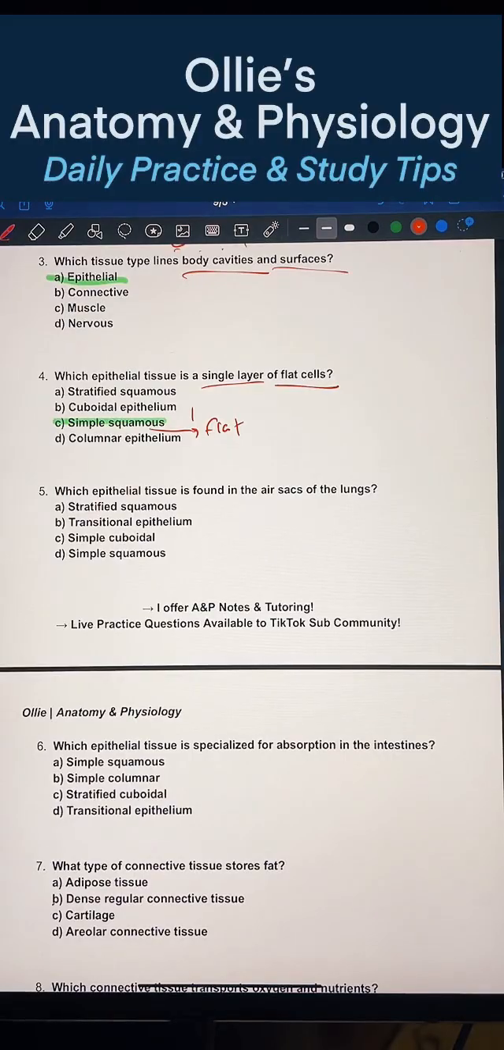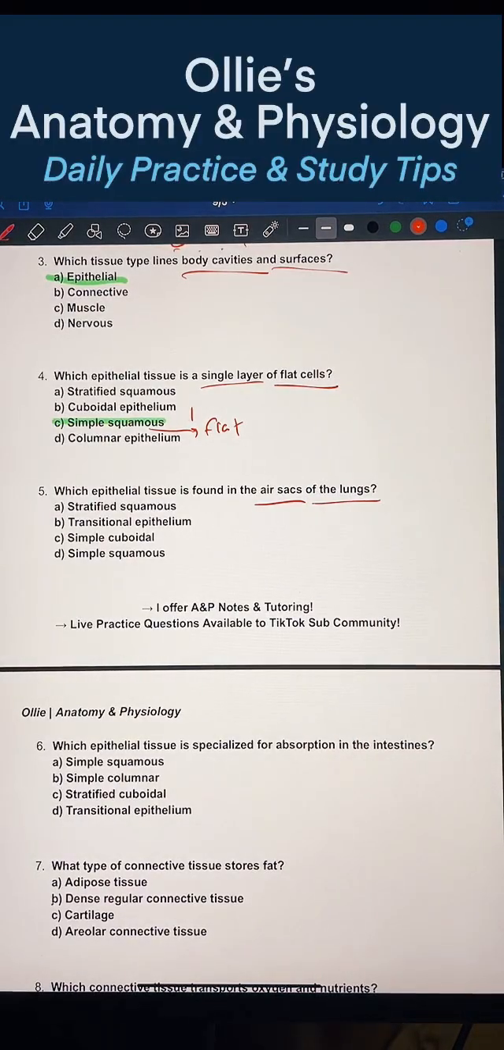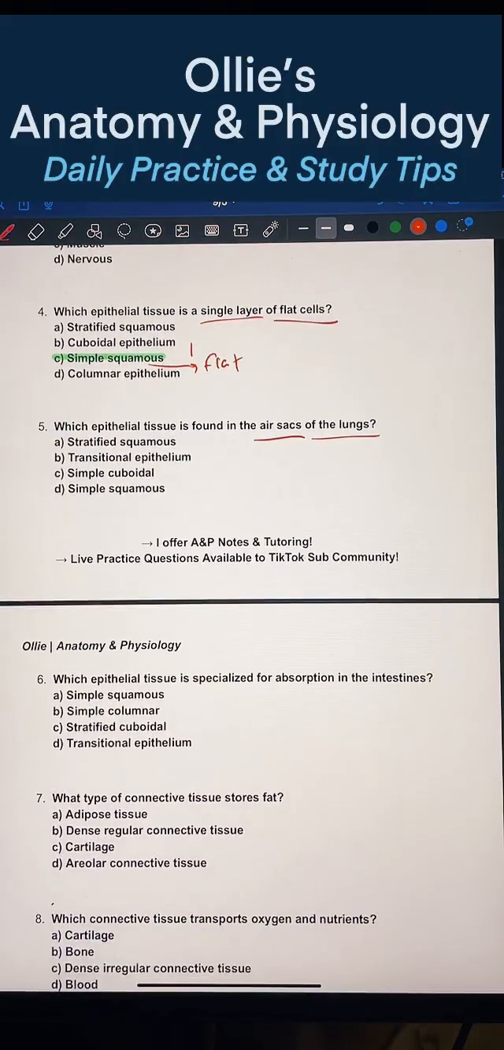Number 5, which epithelial tissue is found in tiny air sacs of the lungs? A, B, C, or D? And then we'll talk about why. The importance is why there.